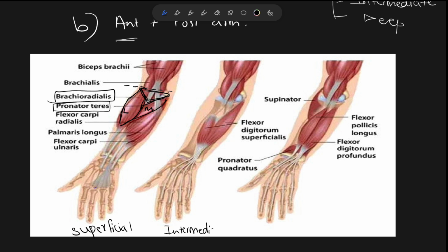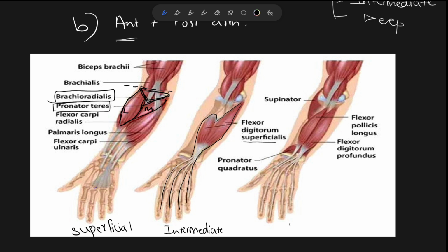In the intermediate layer, it's very easy. Only one muscle is there. Which muscle is that? It's flexor digitorum superficialis. Superficialis means something is also there below this muscle. Flexor means the anterior compartment. Digitorum, what is meant by digitorum? To the digits. Its tendon will come and attach to the digits. Yes, so this is the flexor digitorum superficialis.